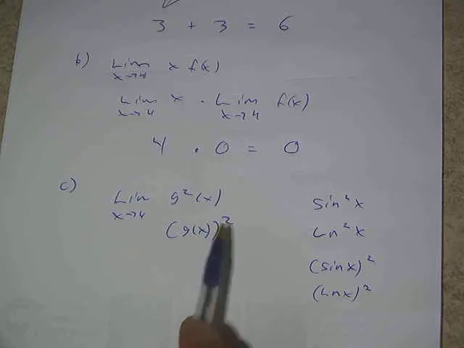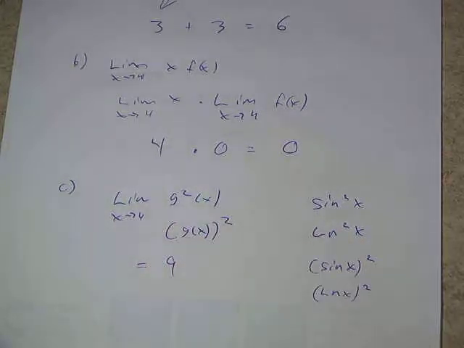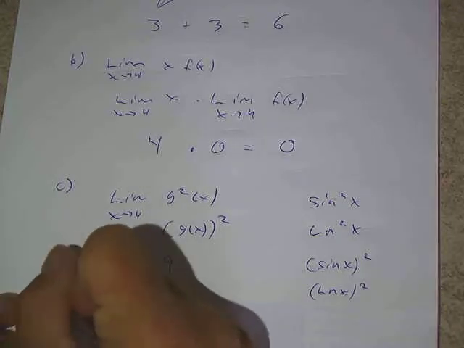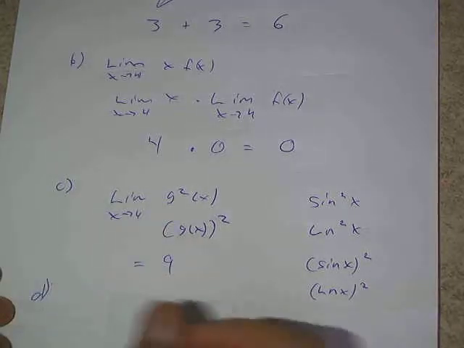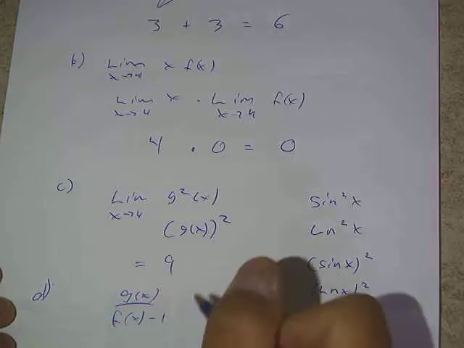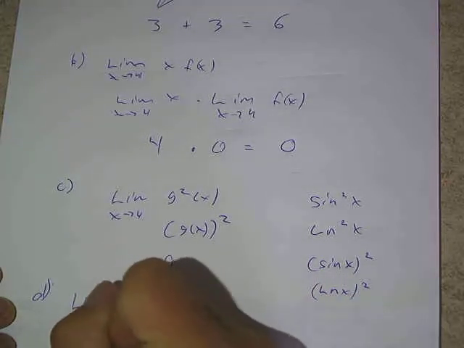So if we rewrite this as g of x squared, we can use that power property I just mentioned. We know that if it was just g of x, the answer would be 3. And what are we going to do with that 3? We're going to square it, so our answer would be 9. Questions so far?